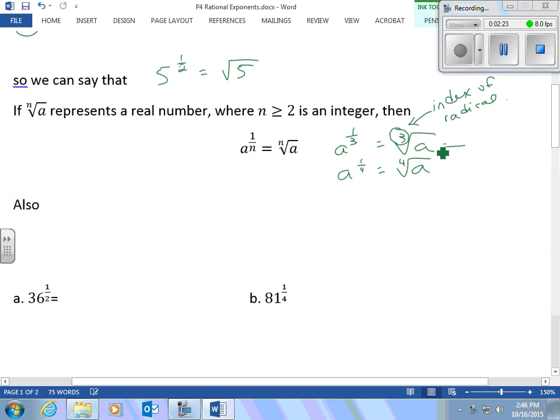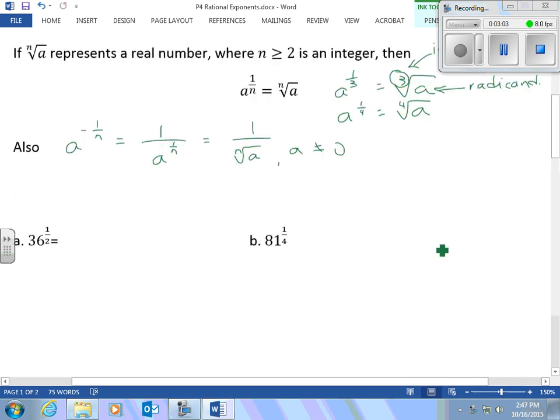Remember that the number under the radical sign is called the radicand. The denominator of the fraction gives us the index, so it tells us what the root is. Also, we could think about a negative fraction exponent, so a to the negative 1 over n would be the same as 1 over a to the positive 1 over n, which would be 1 over the nth root of a, so long as a does not equal 0, since we can never divide by 0 and have a defined number.